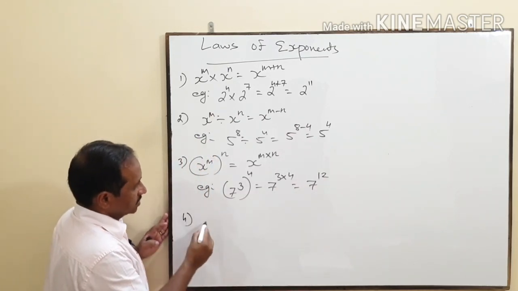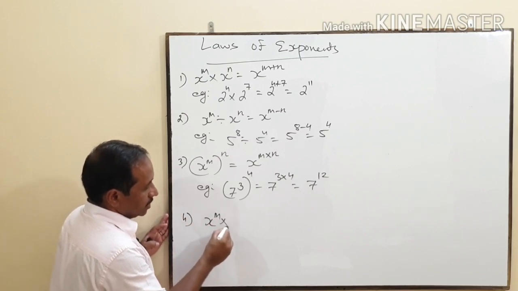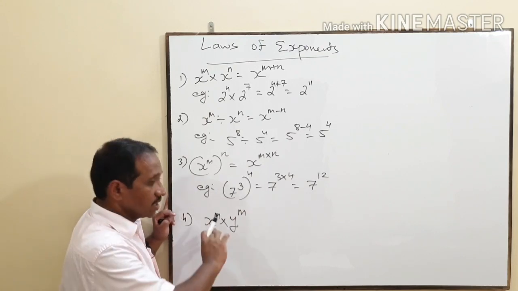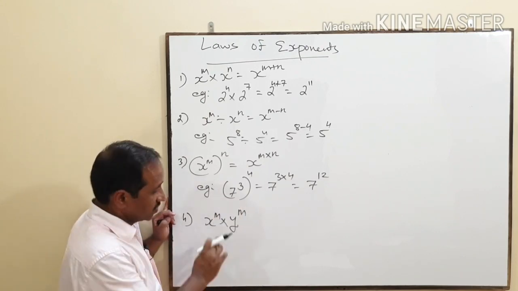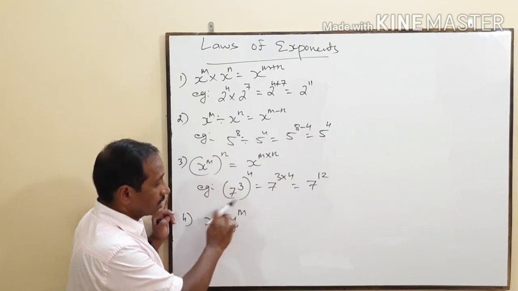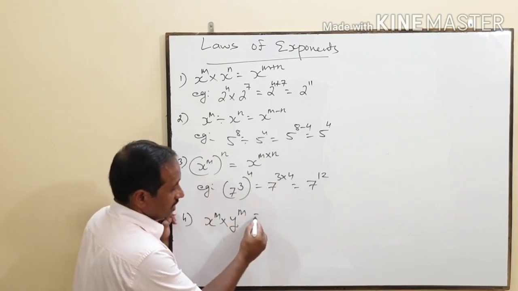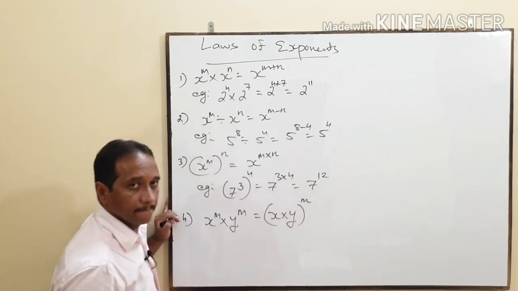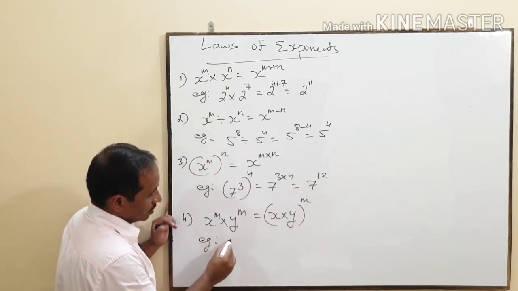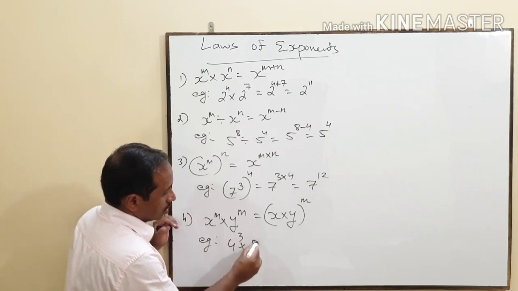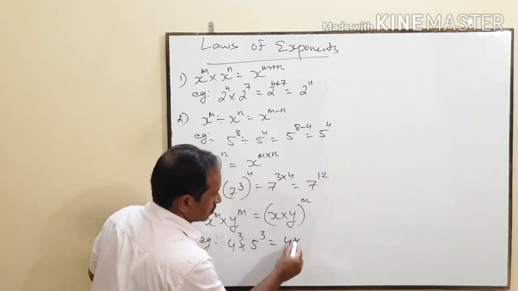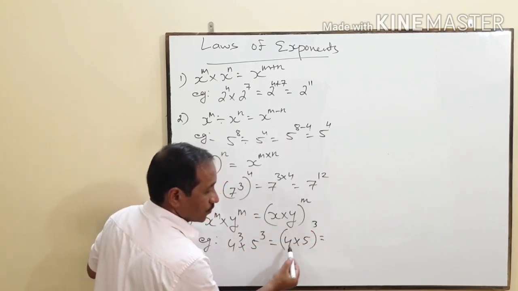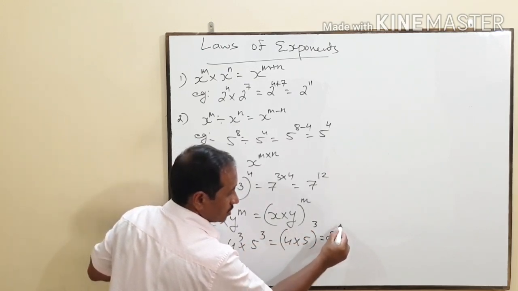The fourth one is x raised to m into y raised to m. This is a law used for two exponential expressions with different bases but of same power. It is equal to x into y the whole raised to m. For example, 4 raised to 3 into 5 raised to 3 is equal to 4 into 5 the whole raised to 3, 4 into 5, 20 raised to 3.